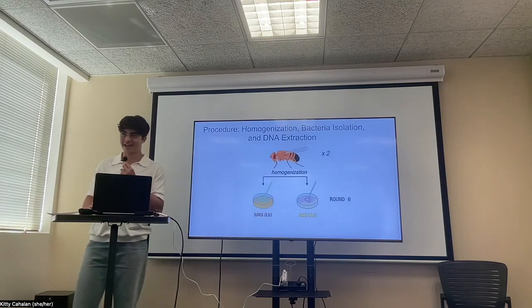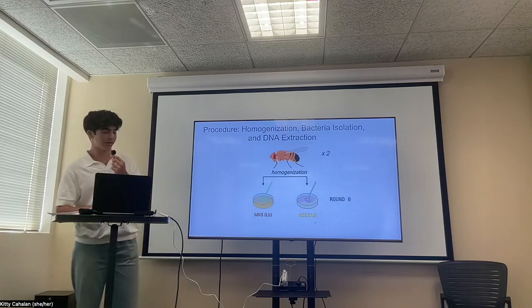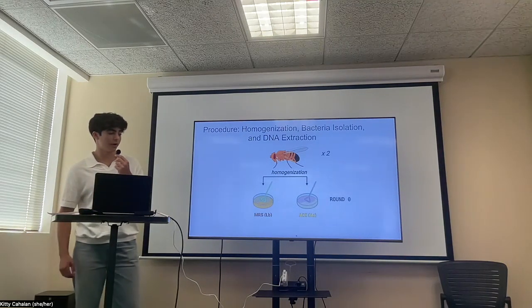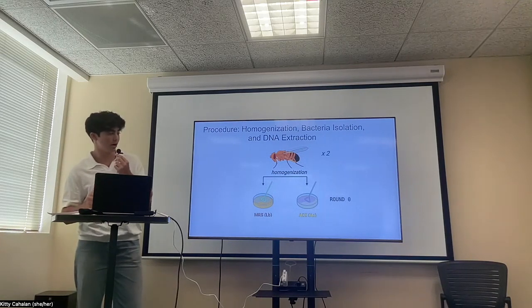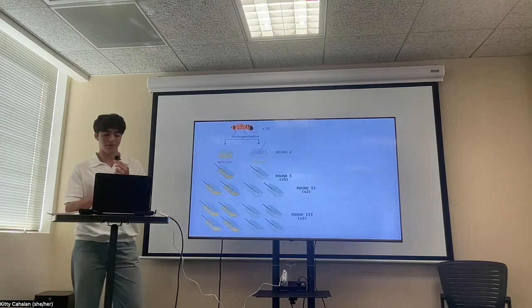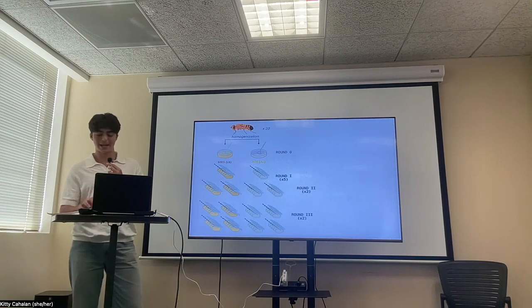The first step is kind of sad, but we blended up some flies. The step is called homogenization. Then we took the supernatant, which is full of the bacteria in the gut, and we plated it onto 2 different types of plates, one selected for Lactobacillus bacteria and the other selected for Acetobacter. After that, we picked phenotypically unique colonies that looked unique and plated them onto other plates. We did this for 3 rounds until we had about 80 samples.